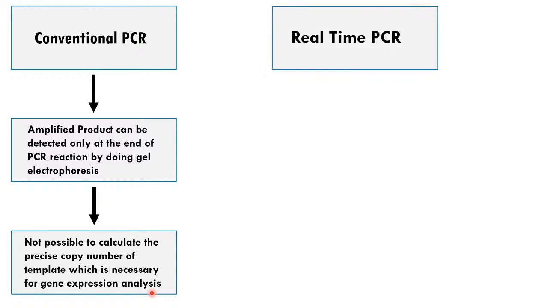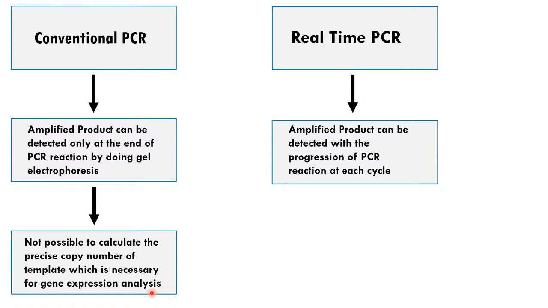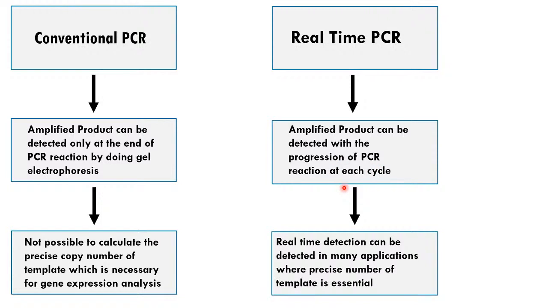That's why we shift to real-time PCR. In real-time PCR, we can detect the progression of the PCR reaction at each cycle, and we can use some mathematics. This real-time detection and that mathematics can help us in quantifying the precise number of initial template, the precise number of initial DNA, or initial mRNA. Right? So say there are two types of cells, cell A and cell B.